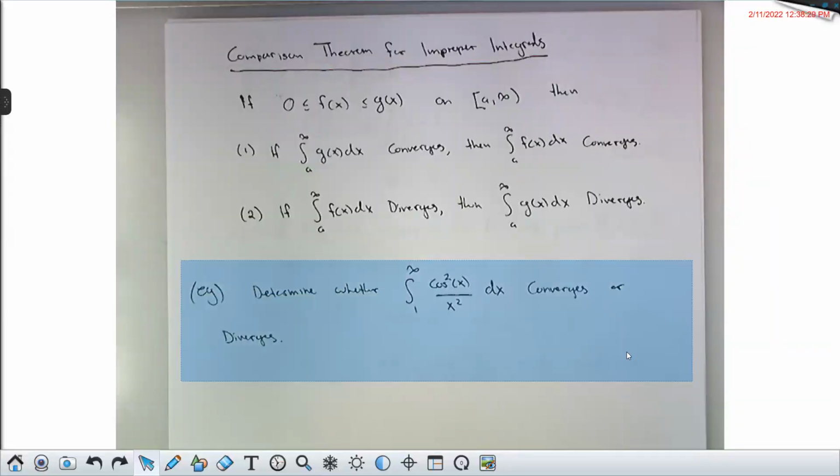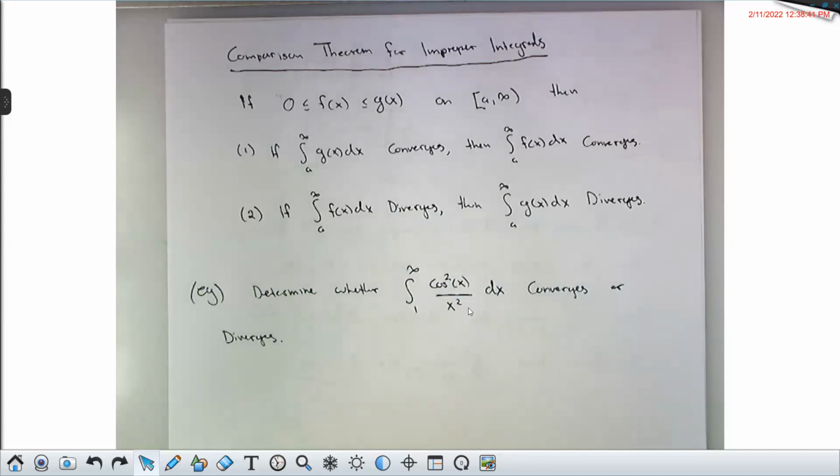So we want to figure out whether this integral converges or diverges, but we're not going to calculate an antiderivative for this thing. We can't do it. It doesn't exist. And there are a lot of functions like that. But what we can do is come up with an inequality like this and appeal to our comparison theorem.